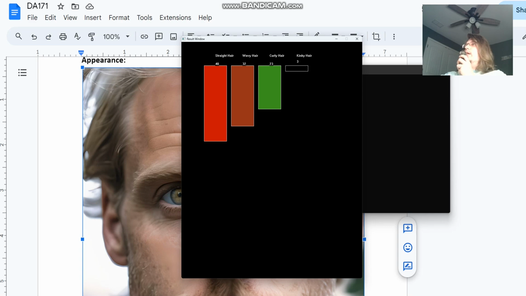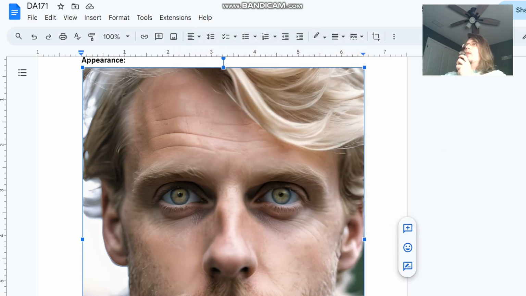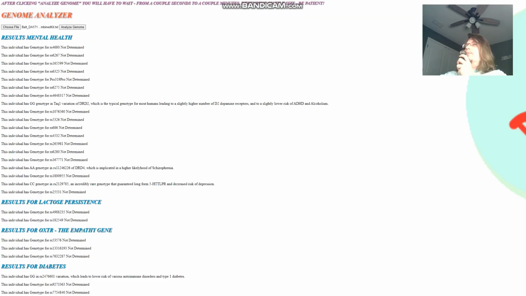Now we're going to move on to his traits. This is a very interesting part. So he has the GG genotype in TAC1, and we're going to talk about only the stuff that he is genotyped for, because a lot of it is simply not determined, a lot of it is simply not in his file. He has the GG genotype in TAC1, which is a very typical genotype for most humans, leads to a slightly higher number of dopamine D2 receptor sites.